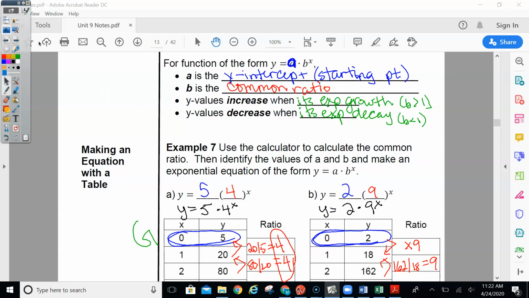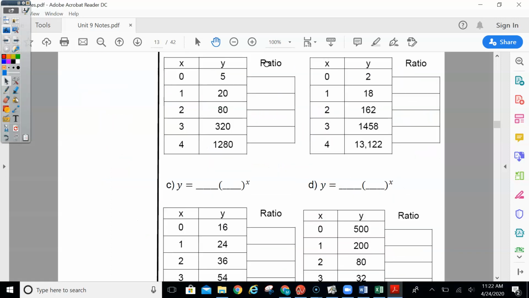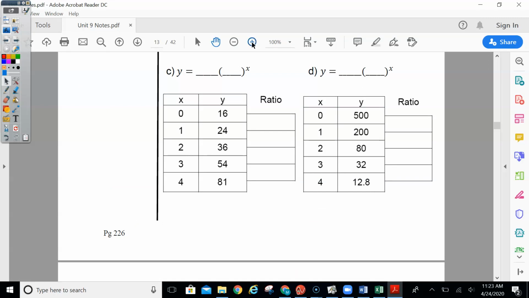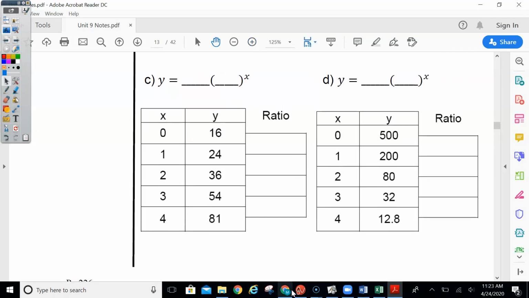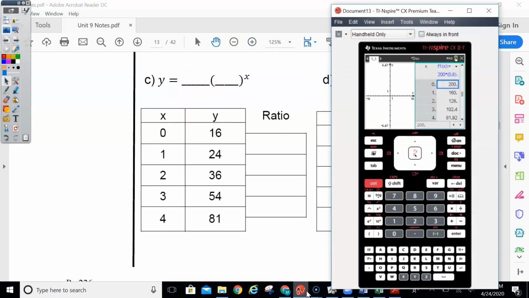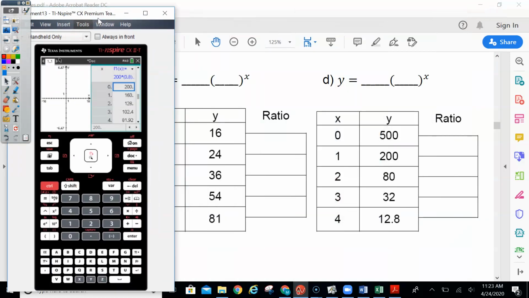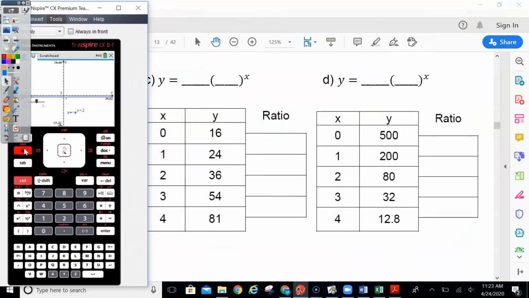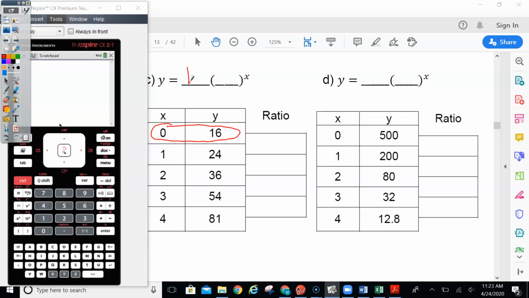Okay, so what about some fractions? Looking at these last 2 examples, we're probably going to need a calculator for this one. So here, find the a value, find the y-intercept. In this case, the y-intercept is 16. And in this case, the y-intercept is 500. So that's the easy part.